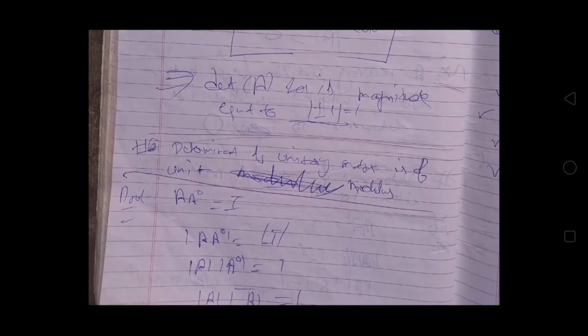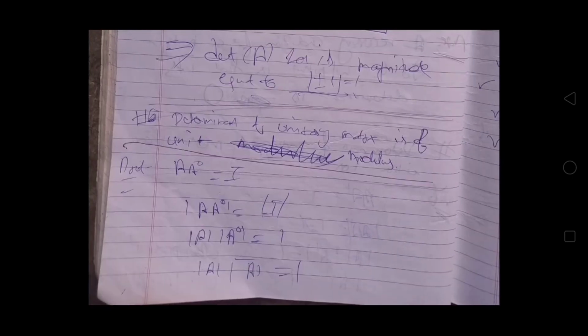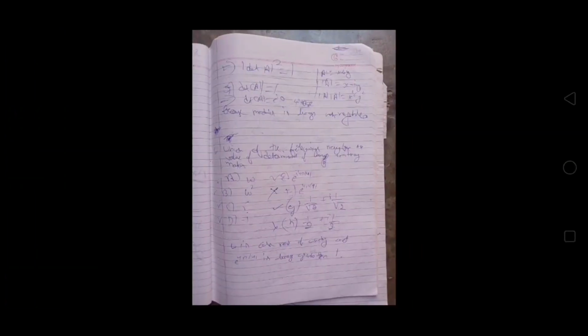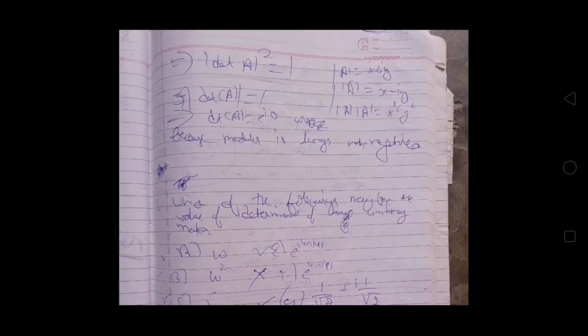Now the determinant of a unitary matrix is of unit modulus. A times A theta is equal to the identity matrix, as we know that A is a unitary matrix. So taking the determinant on both sides and applying some property of determinants, you will get the determinant of A times the conjugate of the determinant of A is equal to 1. And now consider the determinant of A is equal to x plus iota y and the conjugate of the determinant of A is equal to x minus iota y.